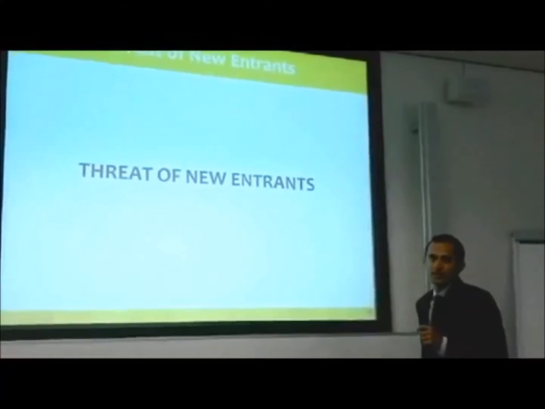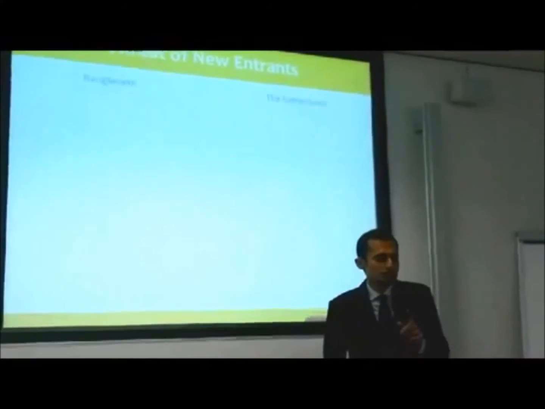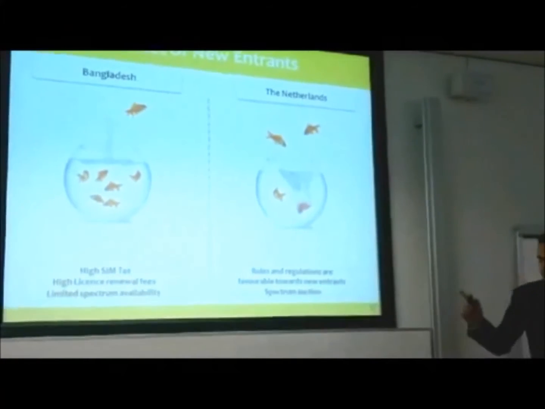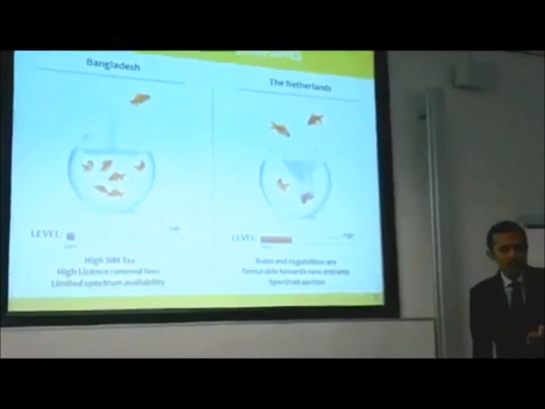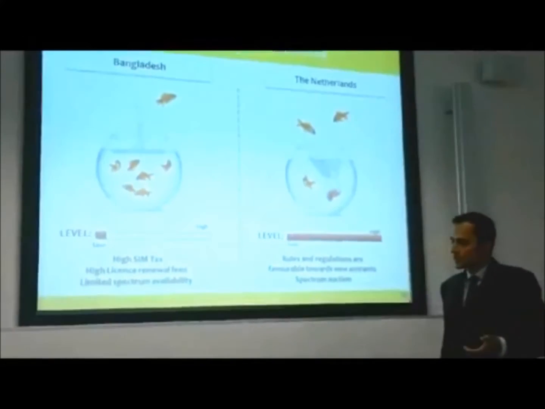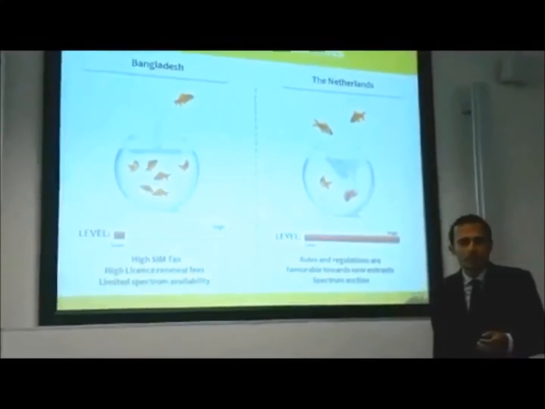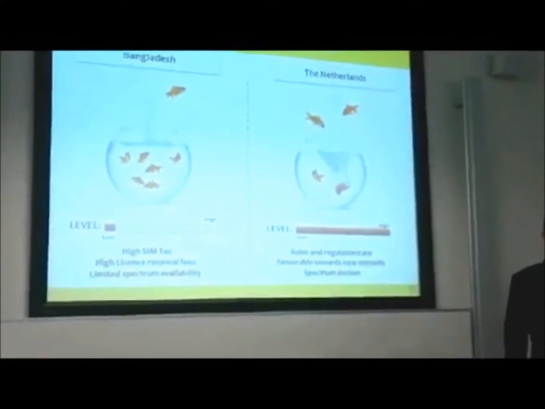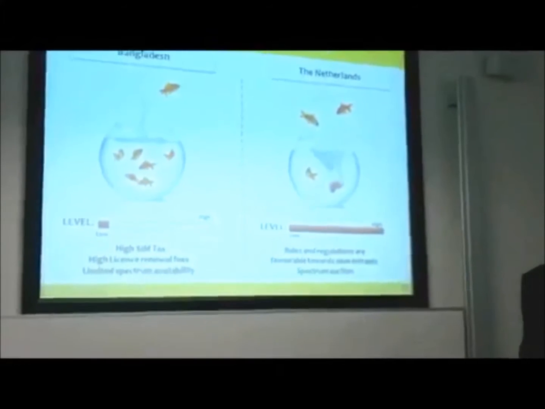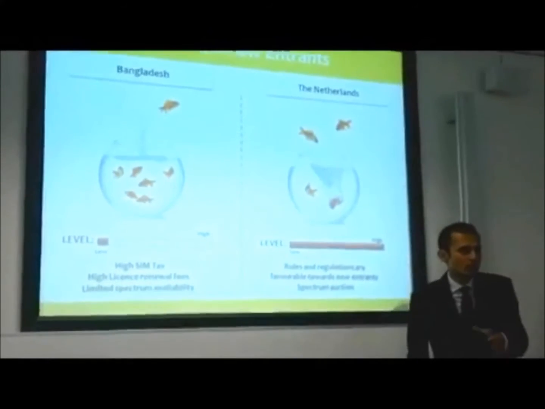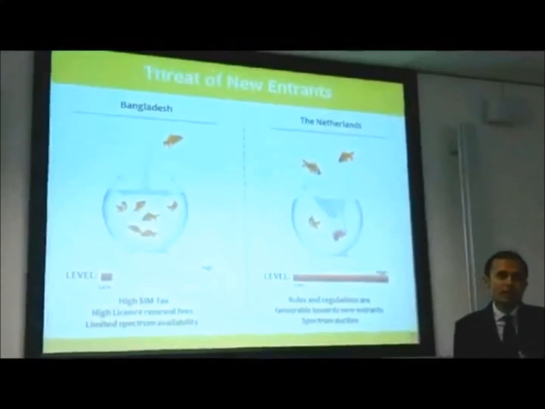Now, first, threat of new entrants, right? In Bangladesh and the Netherlands, if I compare side by side, you see there's a high SIM tax in my country. There's ambiguity in terms of high license renewal fees. At the same time, there's limited spectrum available. That means there's almost no chance of new entrants coming into my country. There are already 6 operators, it's overcrowded. So in terms of that, the level of threat for new entrants to come in is very low.